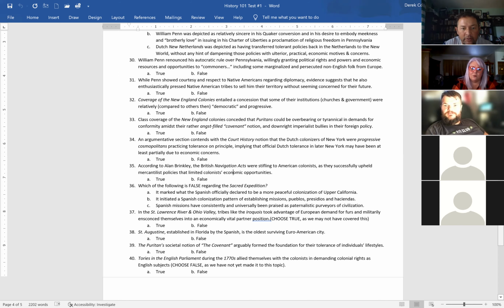And number 40, Tories in the English Parliament during the 1770s allied themselves with the colonists in demanding colonial rights as English subjects. No, by and large, the Tories were the conservatives who wanted to put us in our place and to get tough on us with English policies at the end of the French and Indian War. And we'll get into that again, our very next subject after test 1.